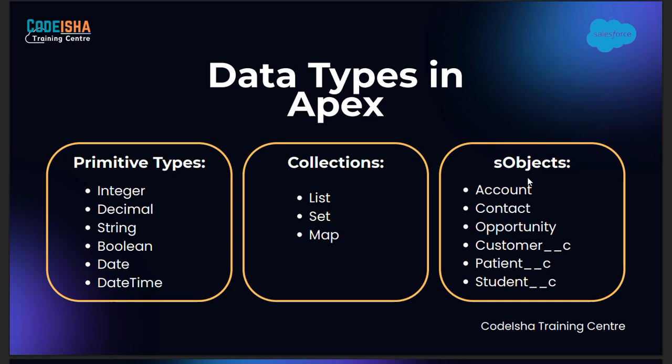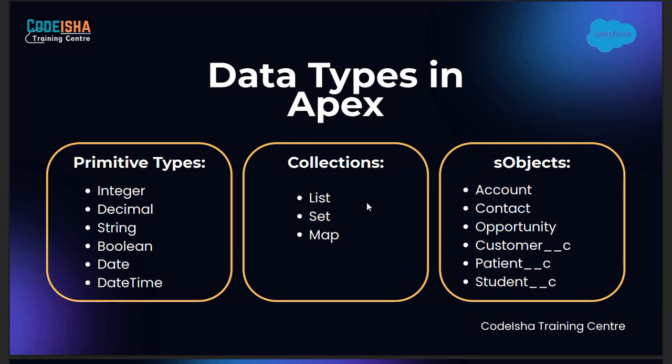And coming to the sObjects, sObjects means Salesforce objects, whether standard objects or custom objects. We already have examples, like Account, Contact, and Opportunity objects. And custom objects end with __c, like Patients custom object and Students custom object. So these are all data types in the Apex programming language.